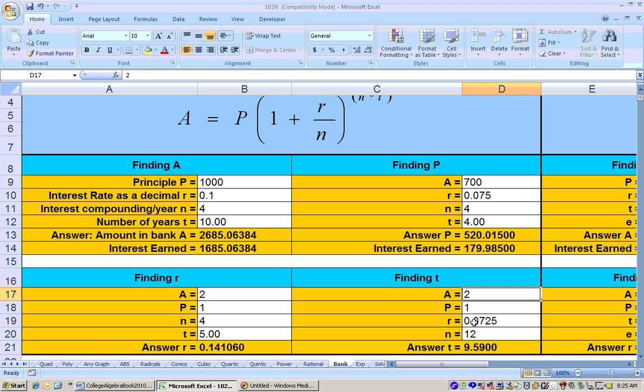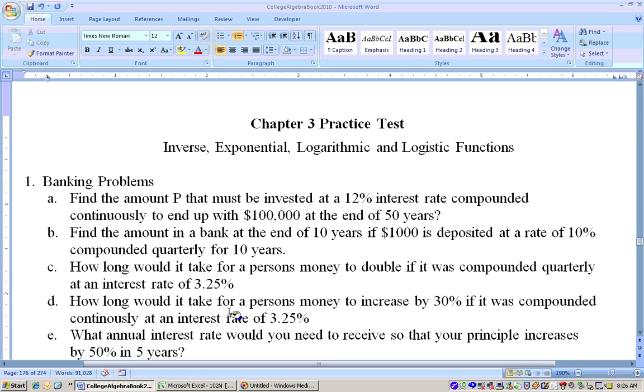The interest rate on this particular problem was 3.25%. I'll just type it in that way, 3.25%, and let's see, it says quarterly, so the N is 4, and so the answer to this problem is 21.414 years. Okay, problem D says, how long would it take a person's money to increase by 30% if it was compounded continuously at an interest rate of 3.25%?